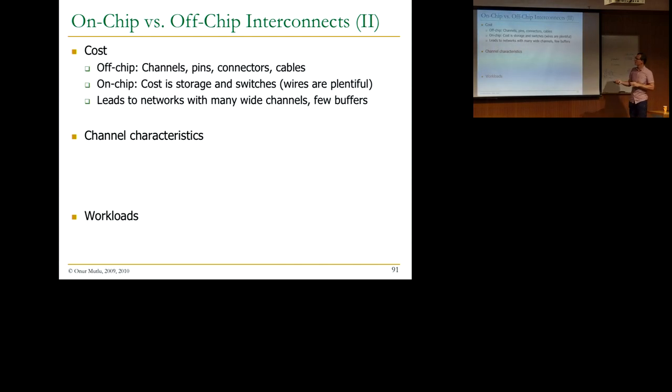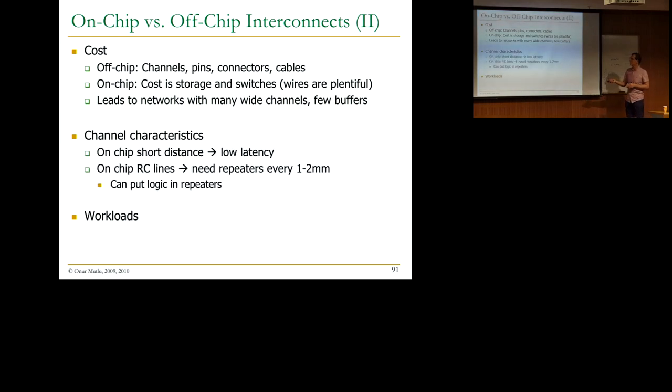Okay, so in terms of cost, off-chip cost is dominated by channels, pins, connectors, and cables. On-chip, cost is really storage and switches. Wires are usually plentiful on-chip. This leads to networks with many wide channels and comparatively few buffers on-chip. But we'll get back to that.